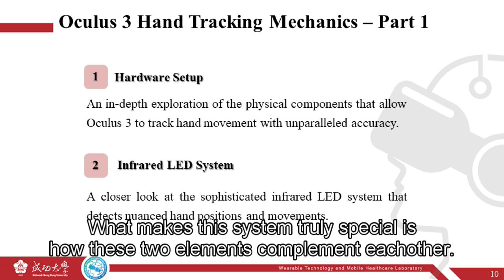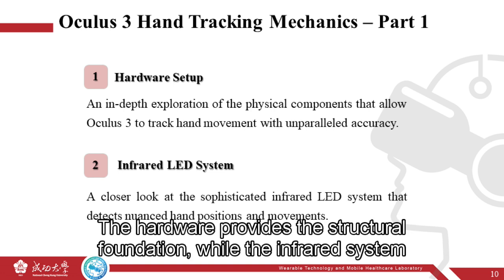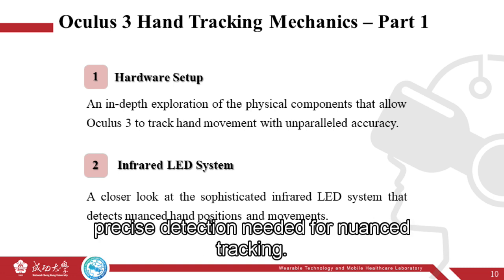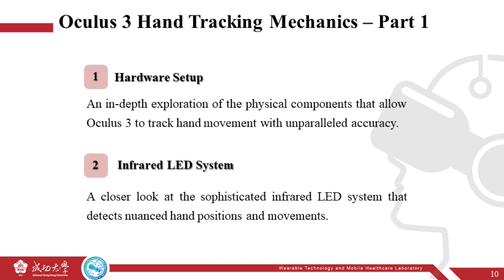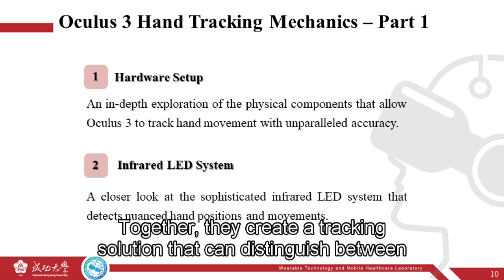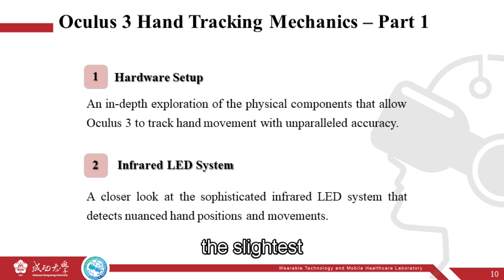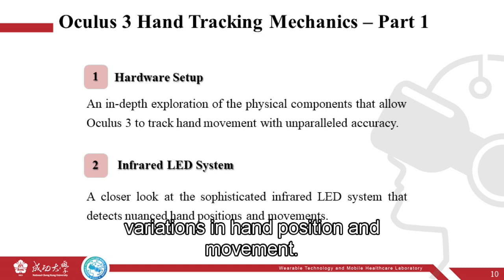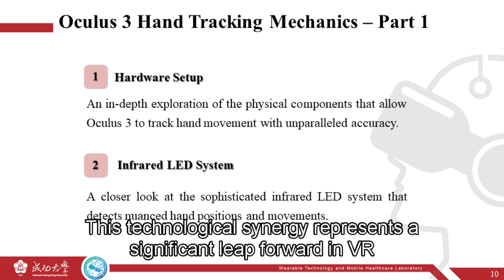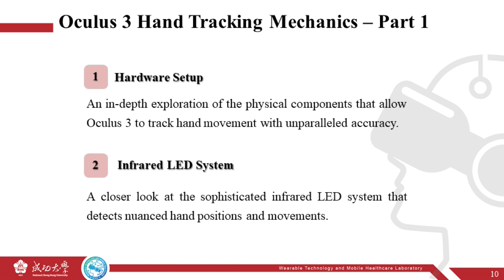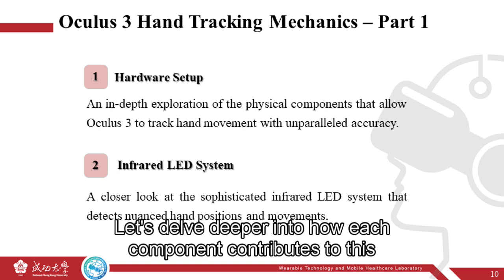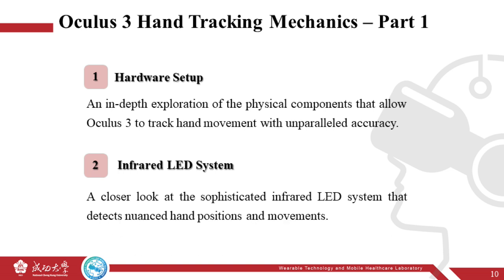What makes this system truly special is how these two elements complement each other. The hardware provides the structural foundation, while the infrared system adds the layer of precise detection needed for nuanced tracking. Together, they create a tracking solution that can distinguish between the slightest variations in hand position and movement. This technological synergy represents a significant leap forward in VR interaction capabilities. Let's delve deeper into how each component contributes to this breakthrough in hand tracking accuracy.